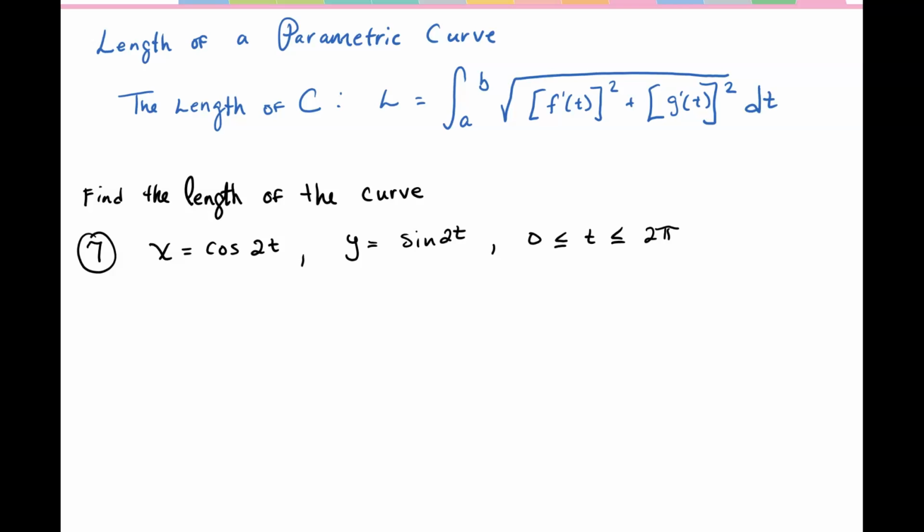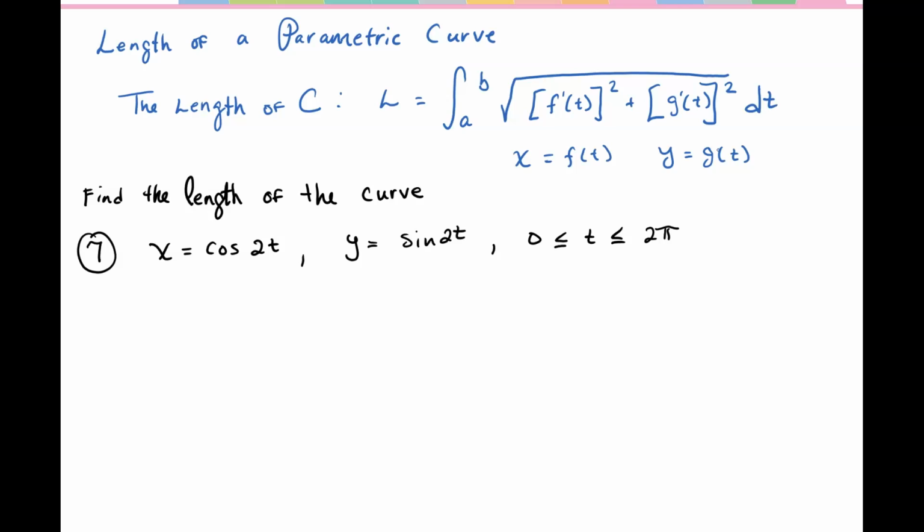All right, we've got a formula here. The length of the curve, L, is given by this integral from a to b of the square root of f prime of t squared plus g prime of t squared dt, where f of t is your x parametric. So let's write that down. x equals f of t, and y equals g of t. All right, just for the record.